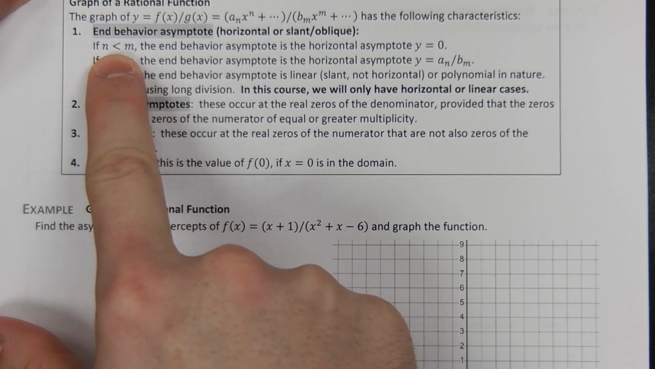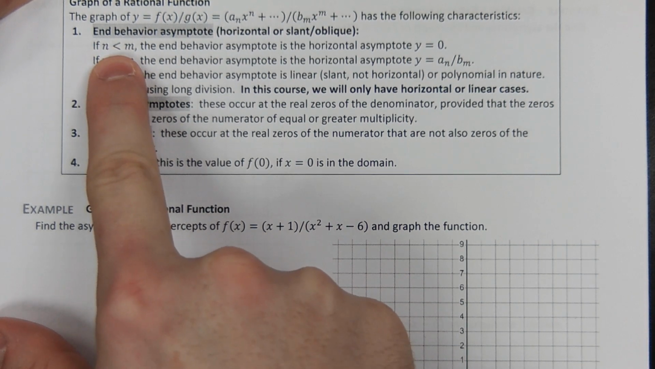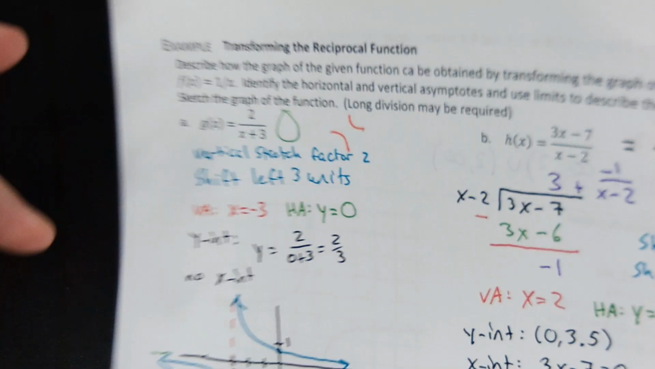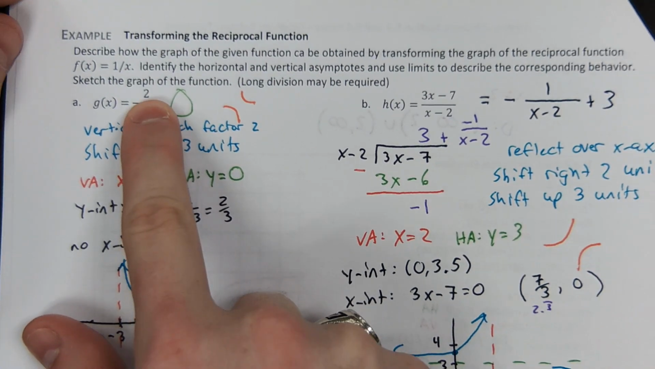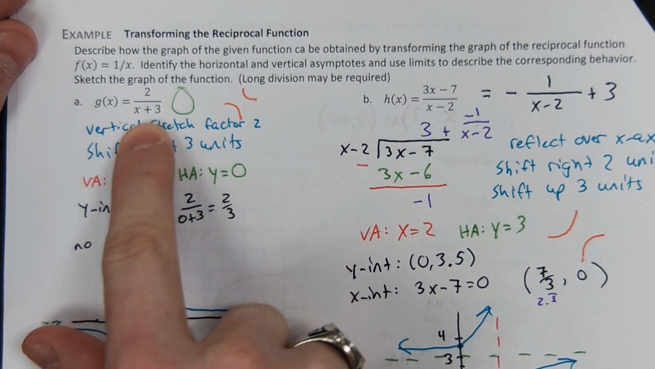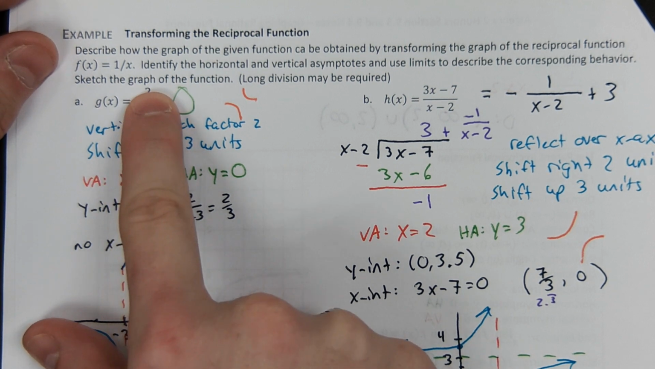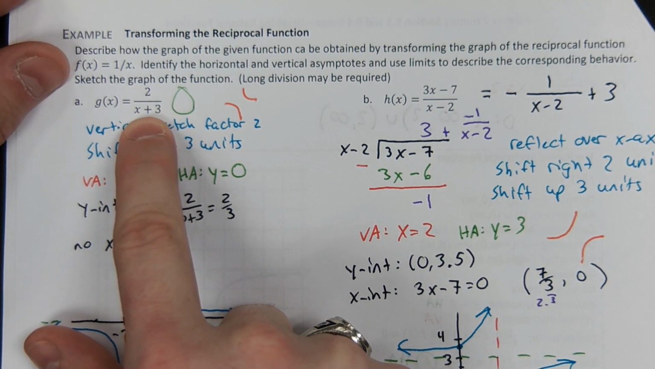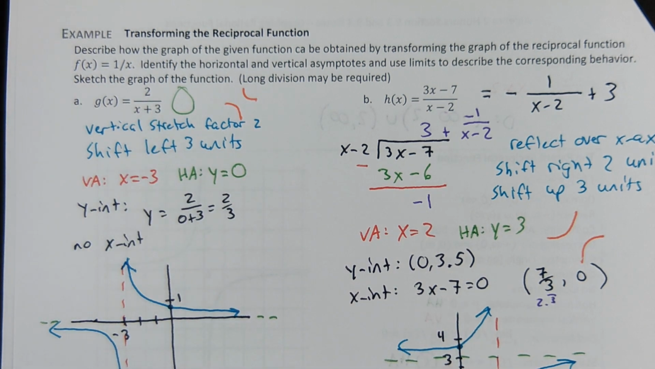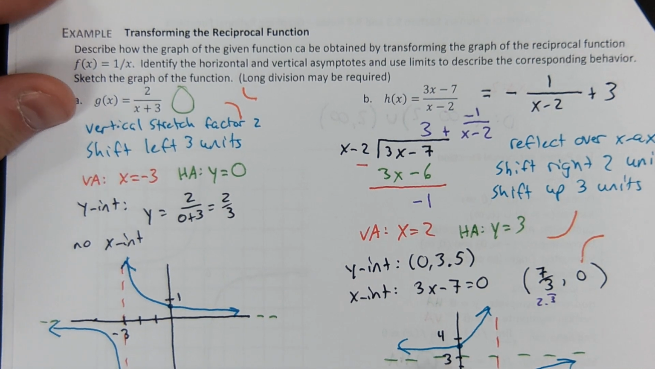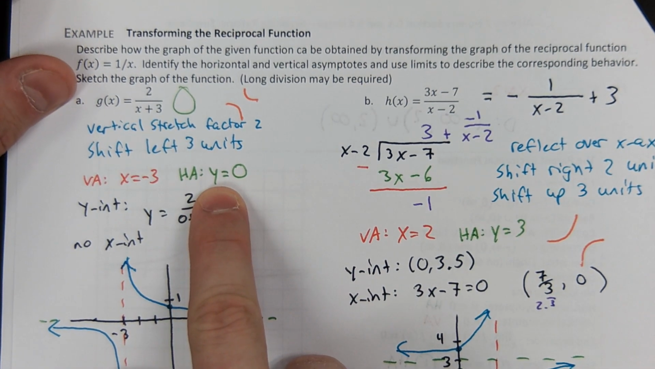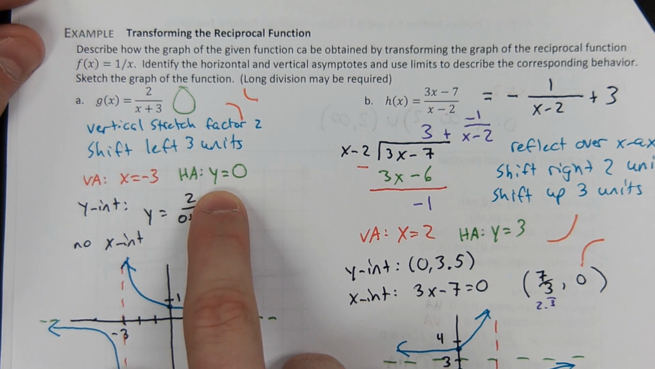If the degree of the numerator is less than the degree of the denominator, like this. The degree of this numerator is 0 because it has no x's. The degree of the denominator is 1. If the degree of the numerator is less than the degree of the denominator, then your graph does have a horizontal asymptote. Its end behavior asymptote is horizontal, and it's automatically going to be the line y equals 0. Automatically. You can memorize that, but I think it's important that you understand why that must be a truth.